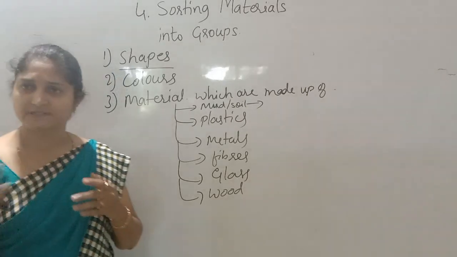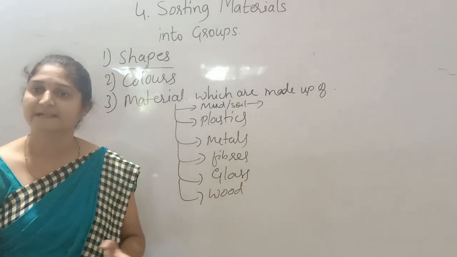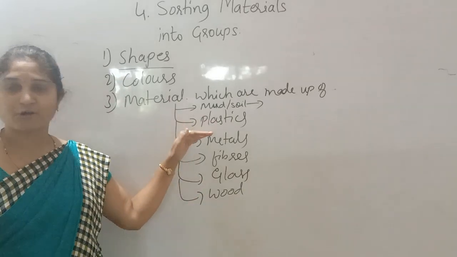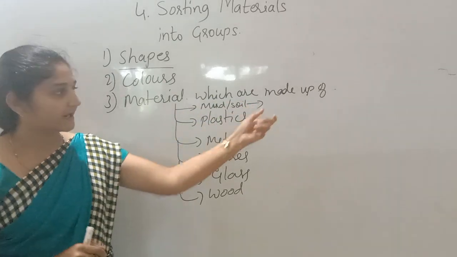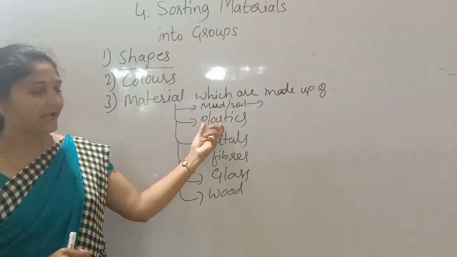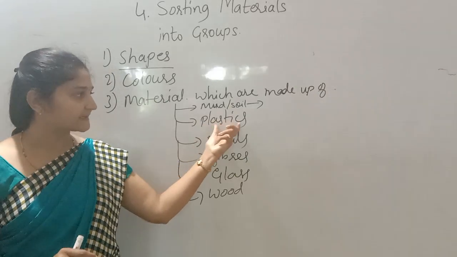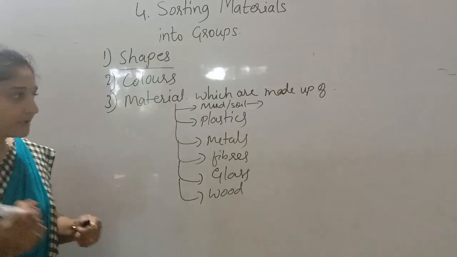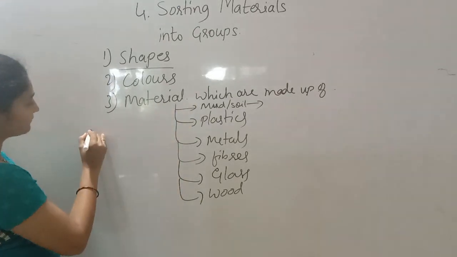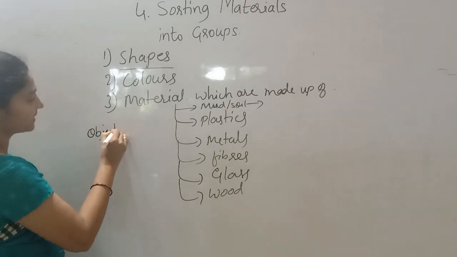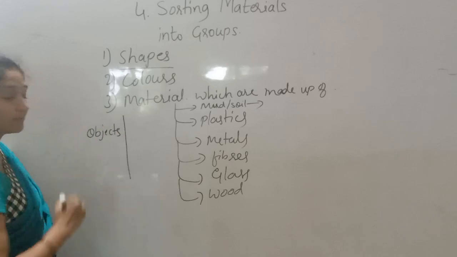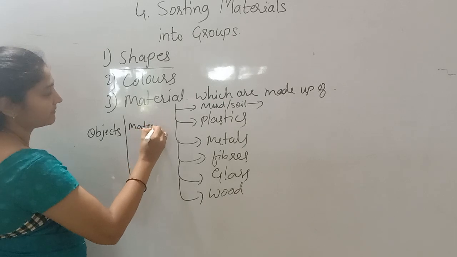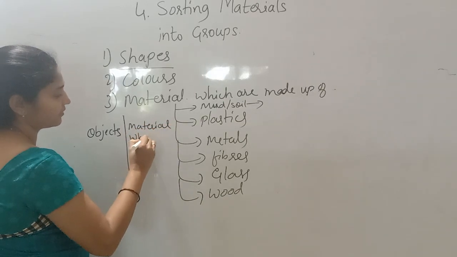In your surroundings, just go through your surroundings, what all the objects are there in your home. Pick one by one and make a list. Okay, this object is made up of mud. Write down the name of that object. Take another object. Okay, this object is made up of plastic. Write it down here, it is with the plastic group. So how do you have to do that grouping? In one column you have to write objects. In the next column, what do you have to write? The material which they are made up of.